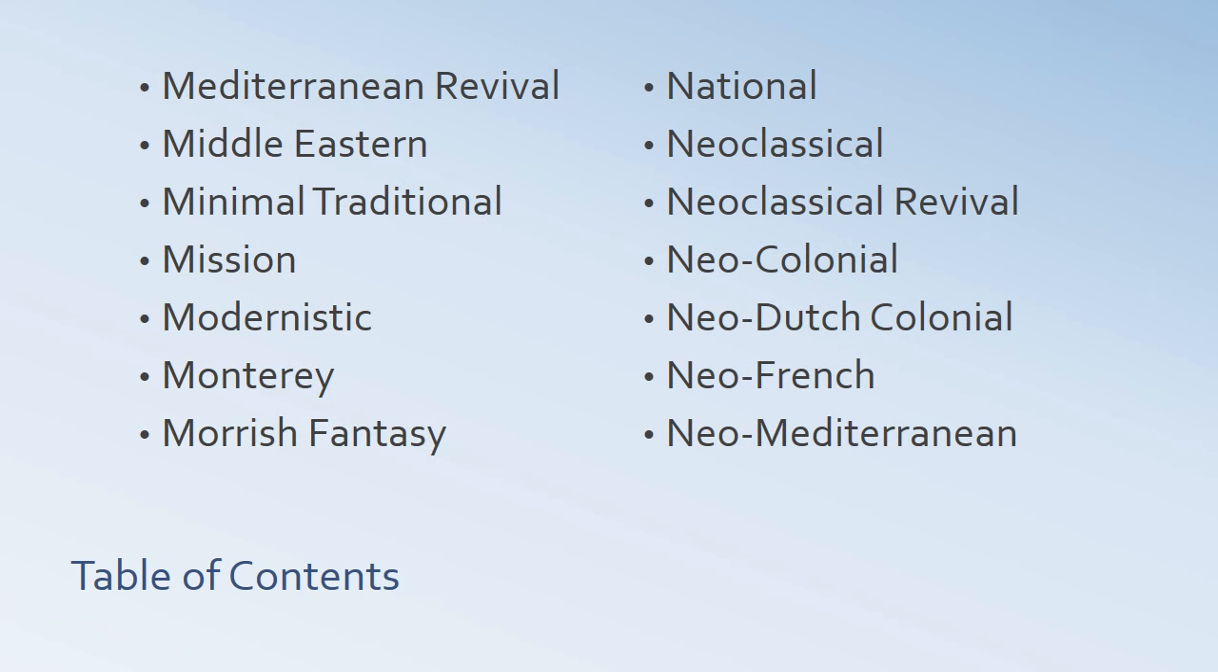We'll be going over the Mediterranean Revival, Middle Eastern, Minimal Traditional, Mission, Modernistic, Monterey, Moorish Fantasy, National, Neoclassical, Neoclassical Revival, Neo-Colonial, Neo-Dutch Colonial, Neo-French, and Neo-Mediterranean.